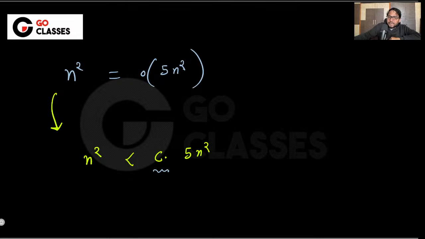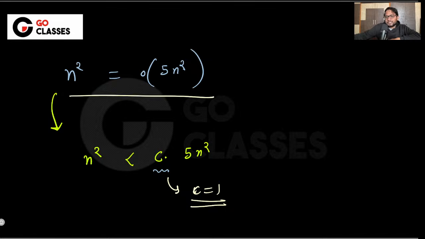See, there are many c's for which this is true. So c could be 1. But does this mean that n square is small o of this? Here we need to hit the definition. Does this mean that n square is small o of this? Interestingly, no. Why is that the case?